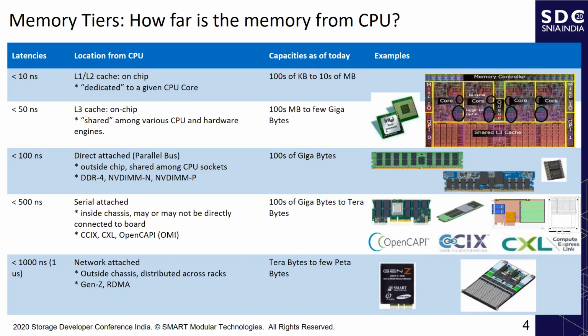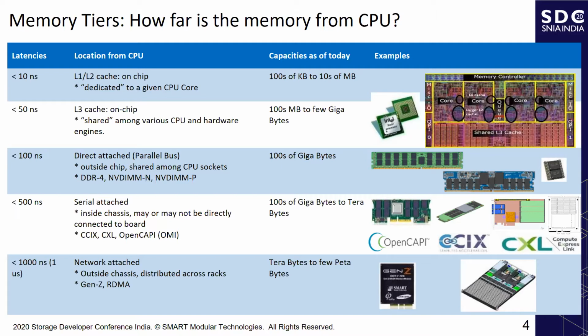Then we have L3 caches. These are the ones which are shared across the CPU cores. The latency increases to tens of nanoseconds, and similarly the capacity goes beyond a few hundred MBs. And with the new technology called HBM, it goes to a few gigabytes. But still, it is not sufficient.